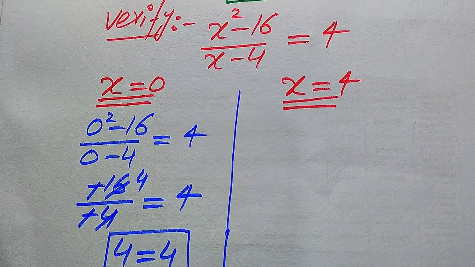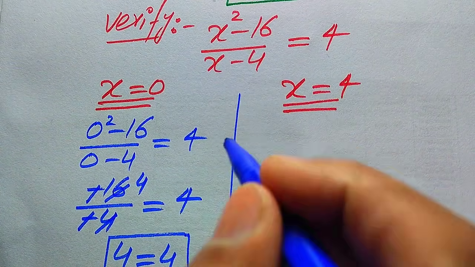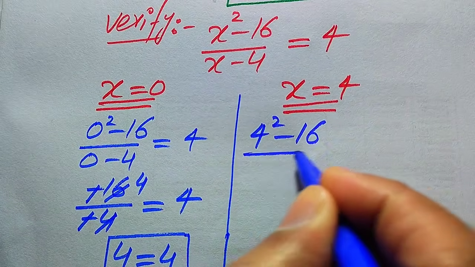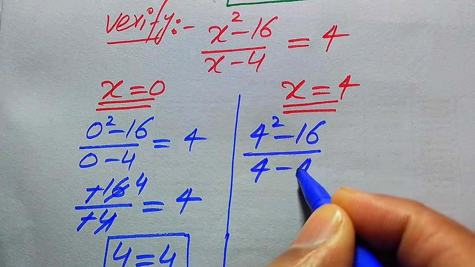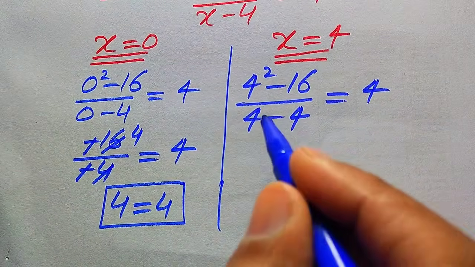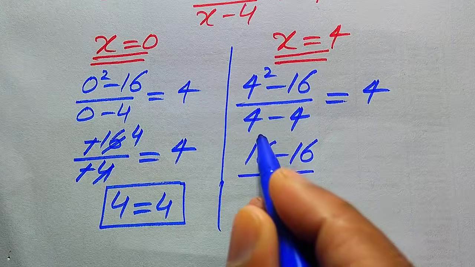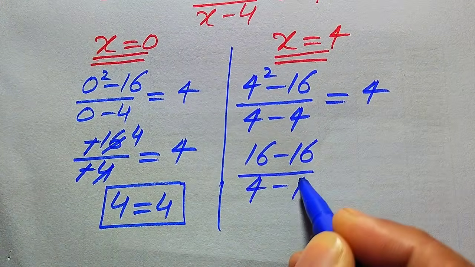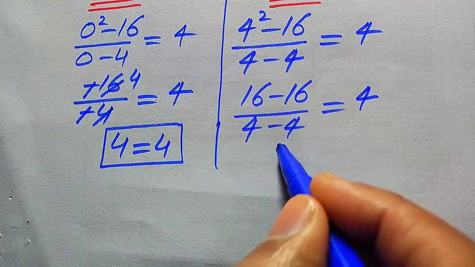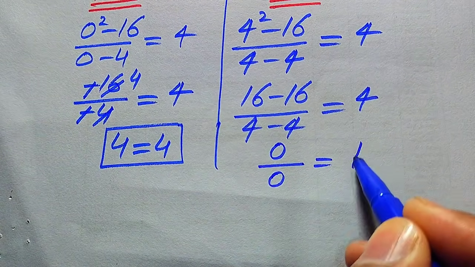And now here we need to verify the second root. So when we put x equals 4 into the left hand side, it becomes 4 square minus 16 divided by 4 minus 4 equals 4. Now again you see here this 4 square becomes 16, so 16 minus 16 divided by 4 minus 4 equals 4. And we have 16 minus 16 becomes 0, and 4 minus 4 also becomes 0, equals 4.